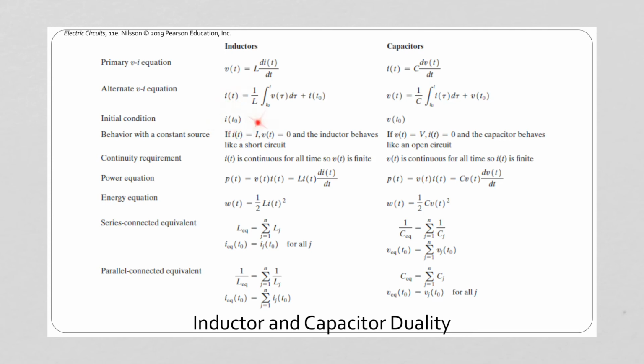To understand an inductor, you need to know the initial current. If you know the initial current and how the current's changing, you can figure out what the current is going to be later, and what the voltage is going to be later. For a capacitor, you need to know the initial voltage. That tells you about the initial charge on the capacitor. If you know the initial voltage and how the voltage is changing, you can figure out the voltage later in time, the current later in time, etc.